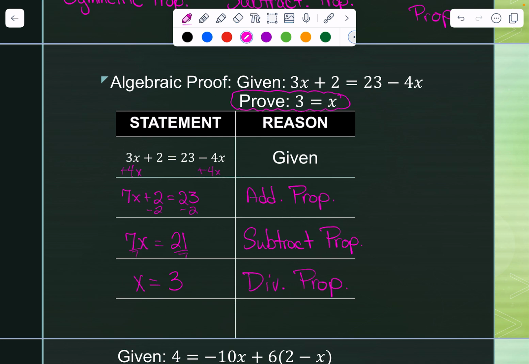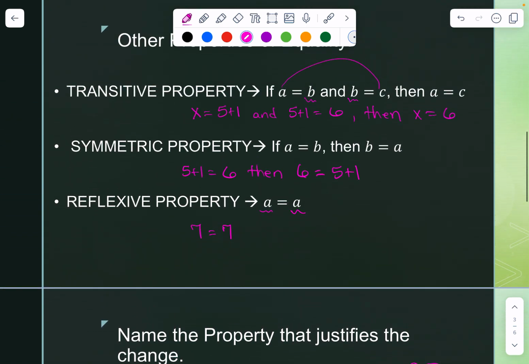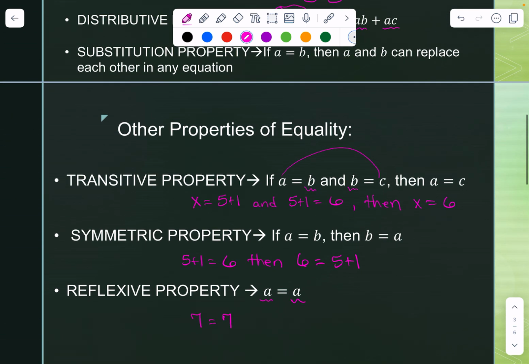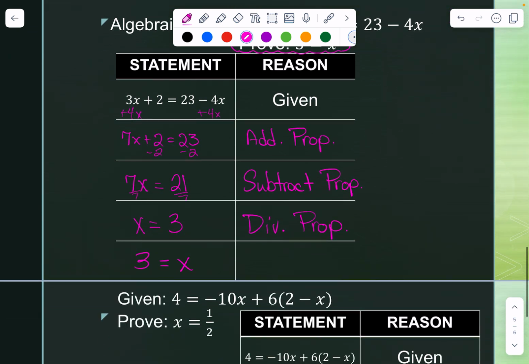Now, here's the thing. That is not what the proof statement says. The proof statement says I want it to say 3 equals x. So if you look, what lets us flip across that equal sign? So if you look back, here's our properties. Transitive property, no, that's 3 things involved. The symmetric property is the one that lets me do that. That if A equals B, then B equals A. So this is done by the symmetric property.